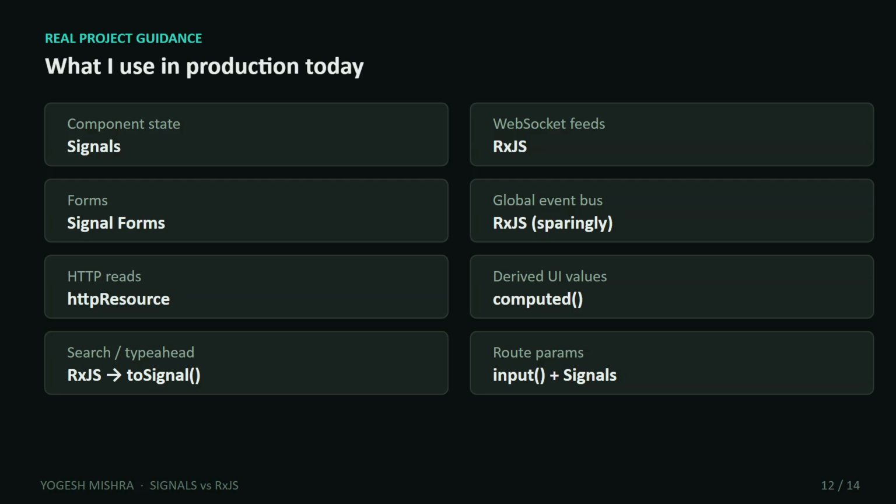Let me quickly share what I actually use in real projects today. For component state, I use signals. For forms, I use Signal Forms. For HTTP reads, I use HTTP resource. For search or type ahead features, I use RxJS, and then convert the result with toSignal. For WebSocket feeds, I stay with RxJS. For derived UI value, I use computed, and for route parameters, I use input together with signals. This combination has worked very well for me and keeps the code base clean and easy to maintain.